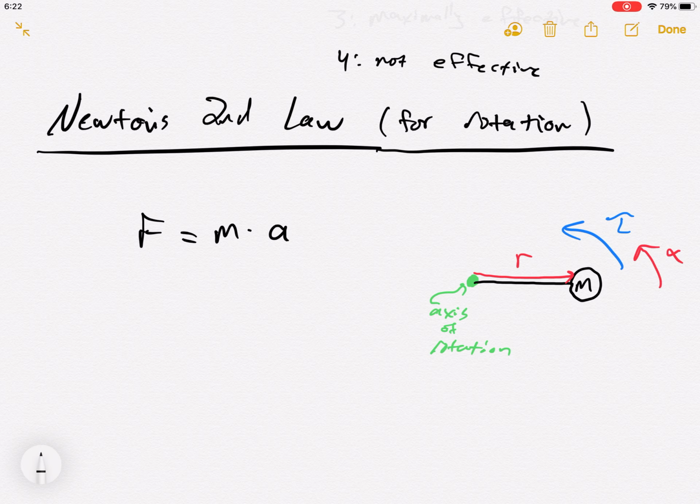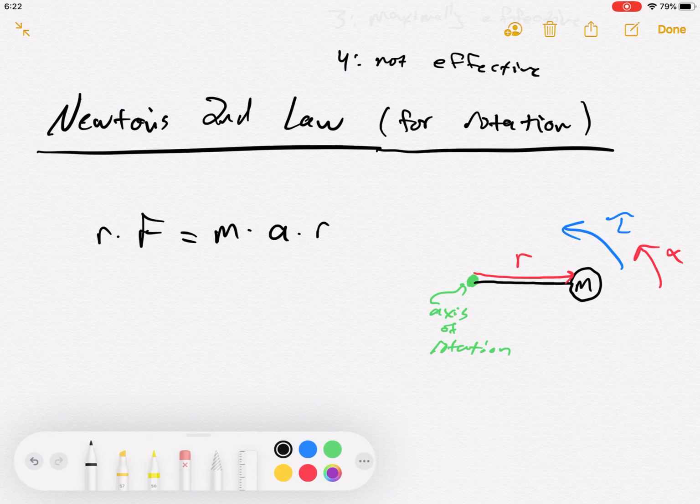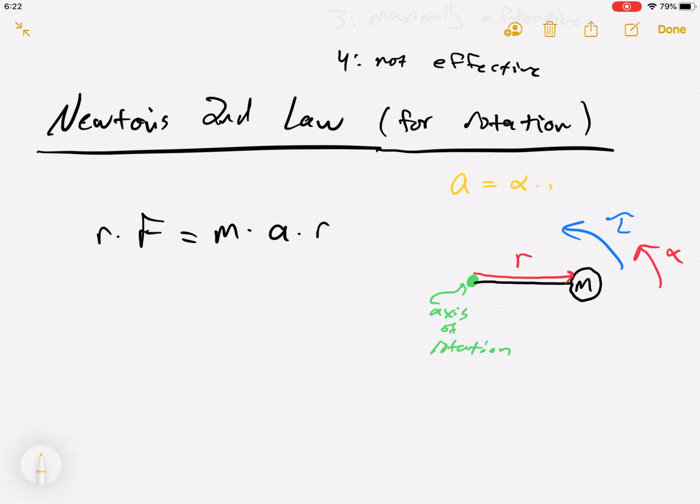Well, I can multiply both sides of this equation by r. So on the left-hand side, I have r times F. And let's assume for now that it's applied in the most effective way it can be applied, so that the sine theta bit is not something I need to consider. I will also recall that, let's write this over here in yellow, that a equals alpha r. Right, so I can plug that in too. So I've got r times F equals m times alpha times r times r.